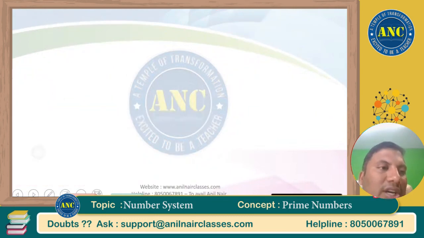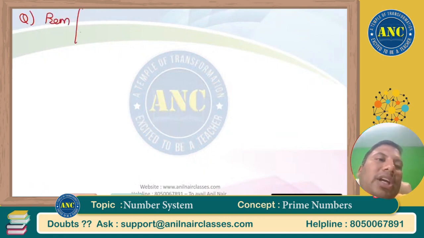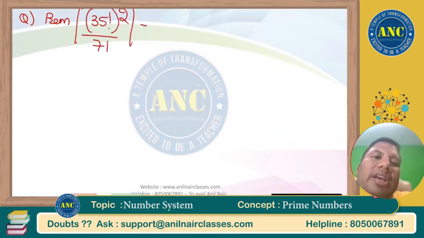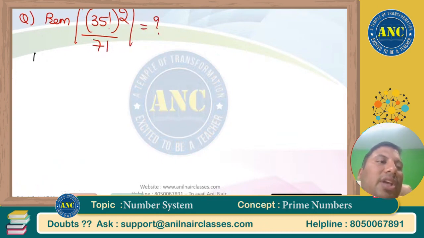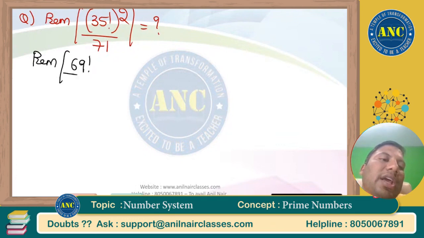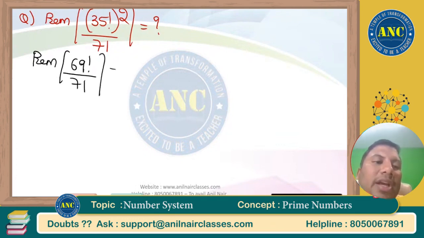Now another question, let us solve. Remainder 1. 35 factorial whole square divided by 71. These are nothing but remainder 69 factorial divided by 71. P minus 2, what we took in the previous question.